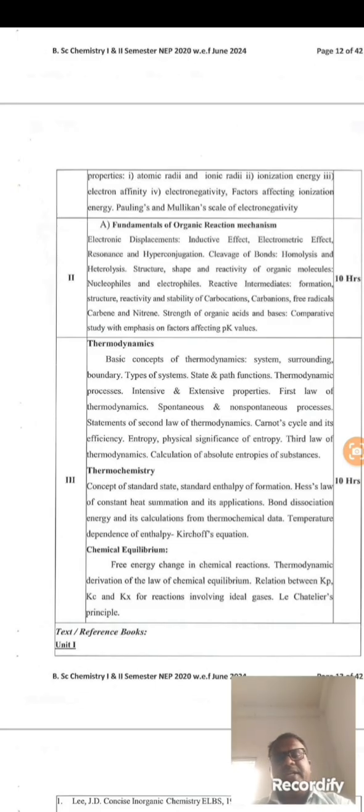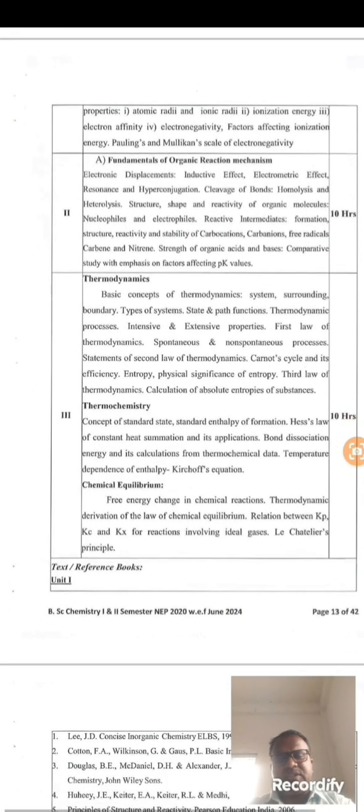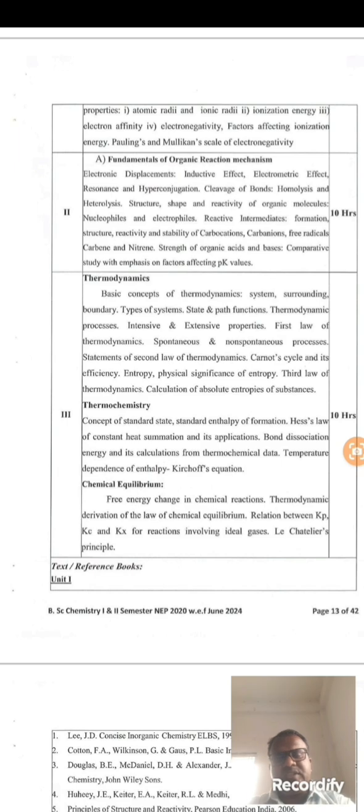Then the third chapter includes thermodynamics, thermochemistry and chemical equilibrium. First, thermodynamics. Here the basic concepts of thermodynamics: system, surroundings, boundaries and types of systems, state and path functions, thermodynamic processes, intensive as well as extensive properties. First law of thermodynamics, spontaneous and non-spontaneous processes, statements of the second law of thermodynamics, Carnot cycle and its efficiency, entropy, physical significance of entropy. Third law of thermodynamics, calculation of absolute entropies of substances. So this is the content of thermodynamics in the third chapter.